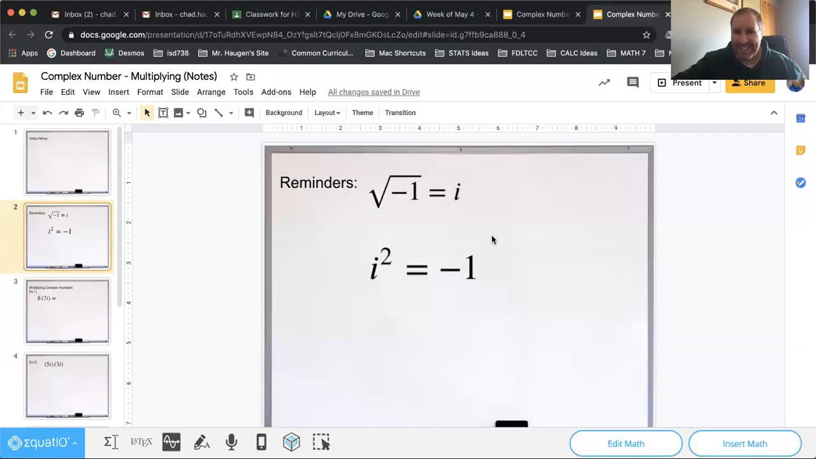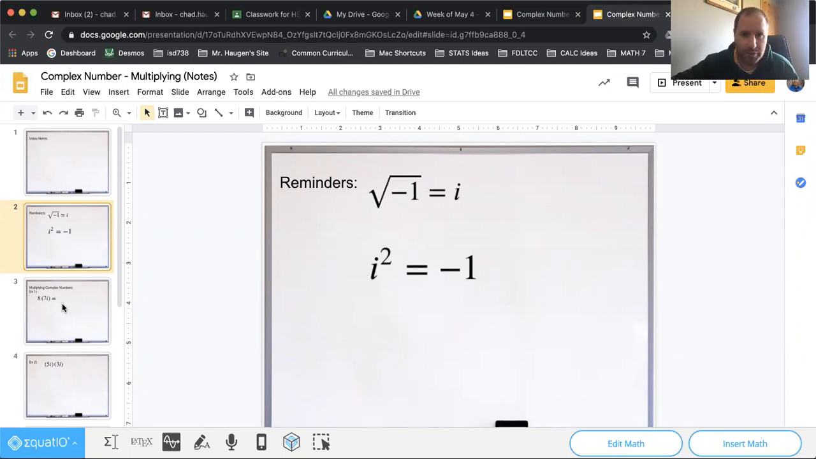So in here, just a little bit of reminders. Again, what we know from a couple days ago, right? Square root of -1 is i. And then what we know from yesterday, the thing we should have memorized is that i squared is -1. We're actually going to utilize this quite a bit today. And today I'm just going to go over a few examples and put those in there.